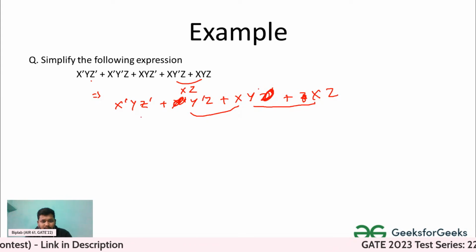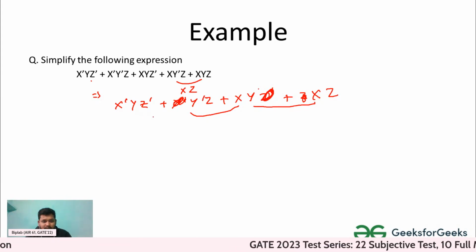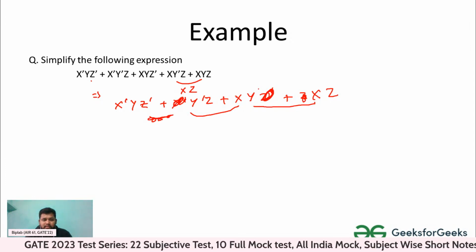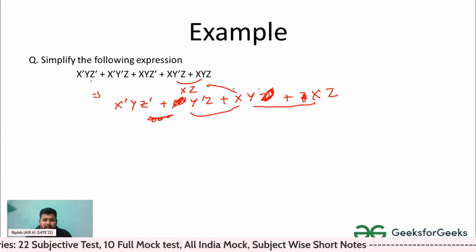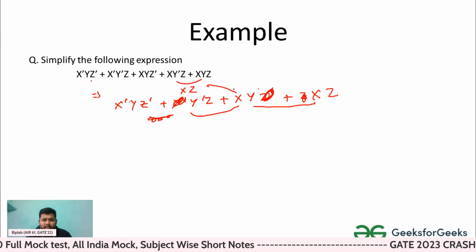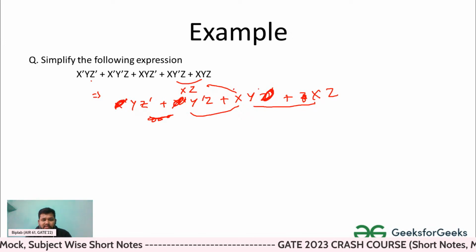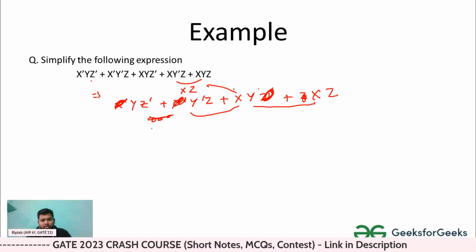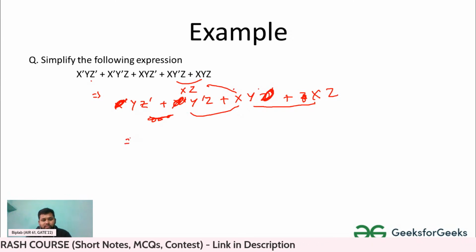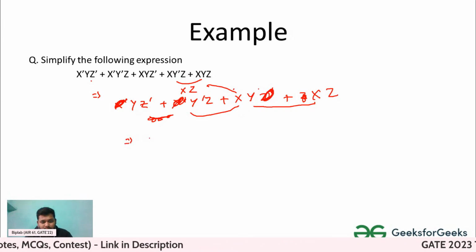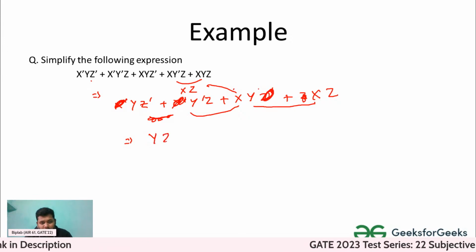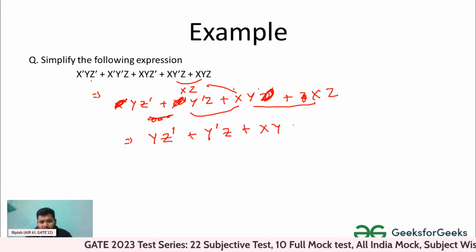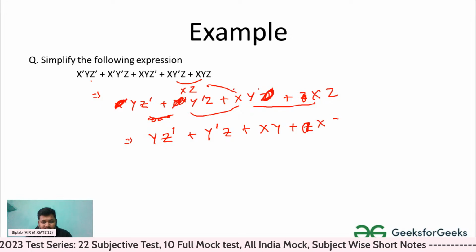Again, if you take anything else common from here, no, you cannot. So you have these two, the third one and the first one. If you take common y again, you can cancel this x bar by absorption law. So we are doing this directly. Let us write what we are left with: yz bar plus y bar z plus xy plus x plus xz.